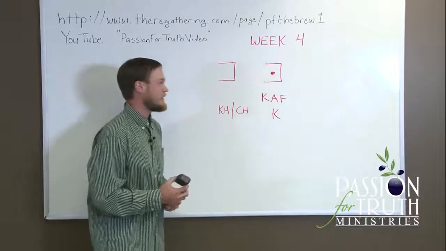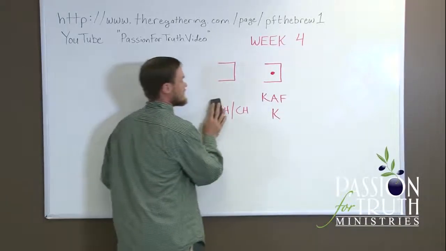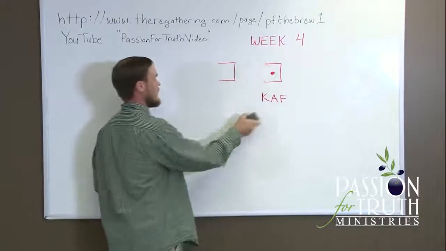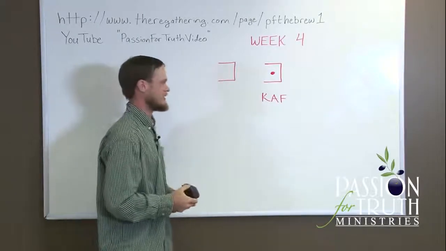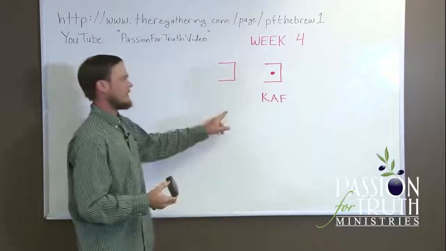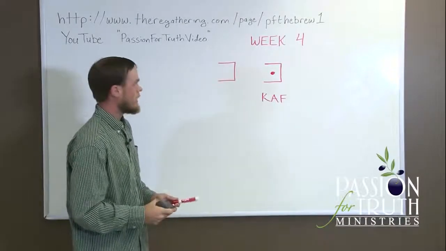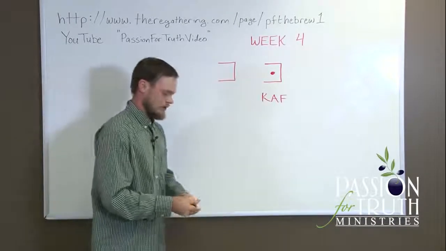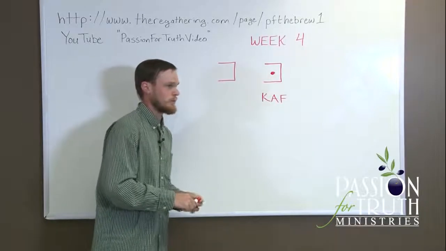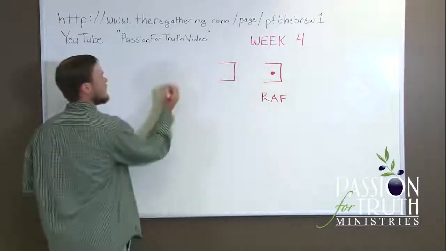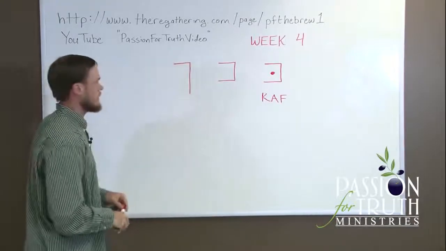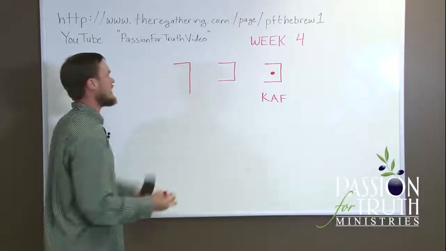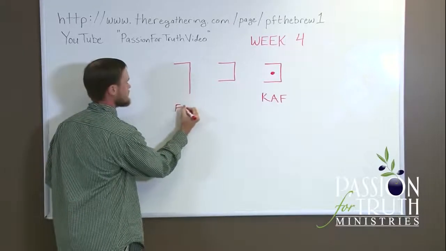So the Kaf makes two sounds: hard K, well, there's only one kind of K, but hard C or K, and Cha. The kaf also has a special form, which looks like this. This is called a final kaf.